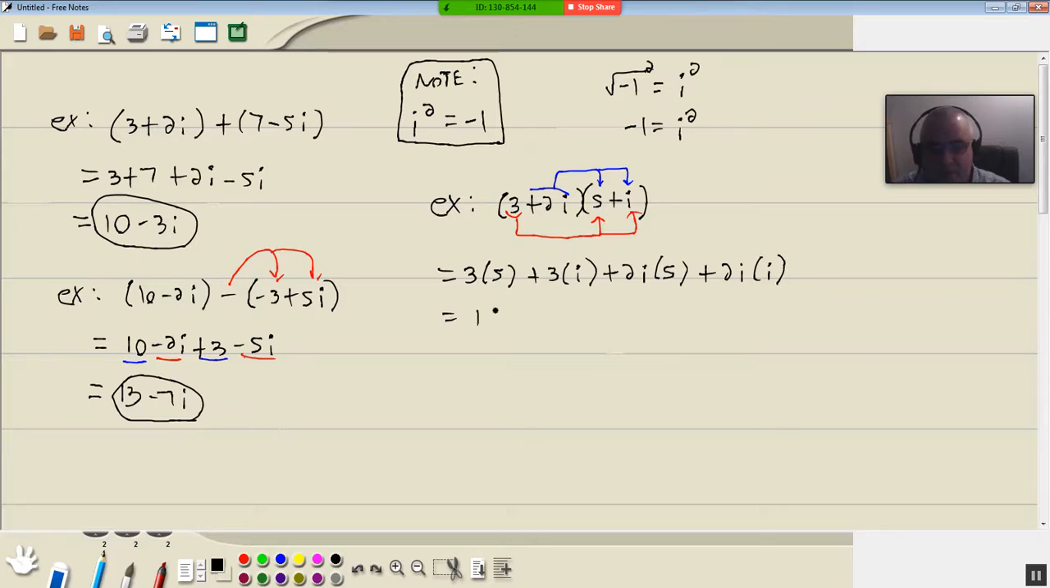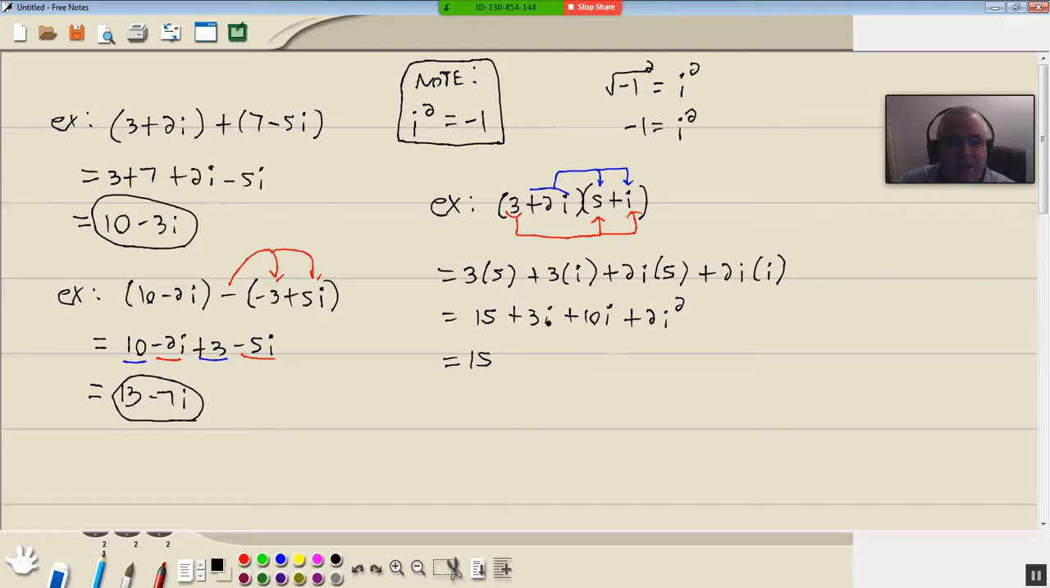3 times 5 is 15. 3 times i is 3i. 2i times 5 is 10i. And then 2i times i is 2i squared. Remember what I said, you treat it just like a variable. x times x is x squared, and i times i is i squared.